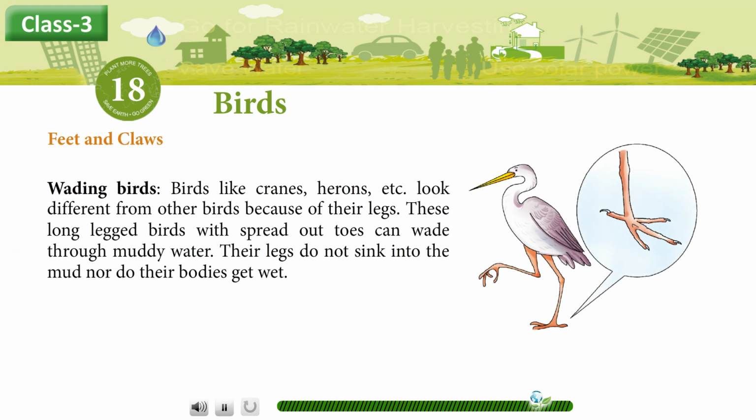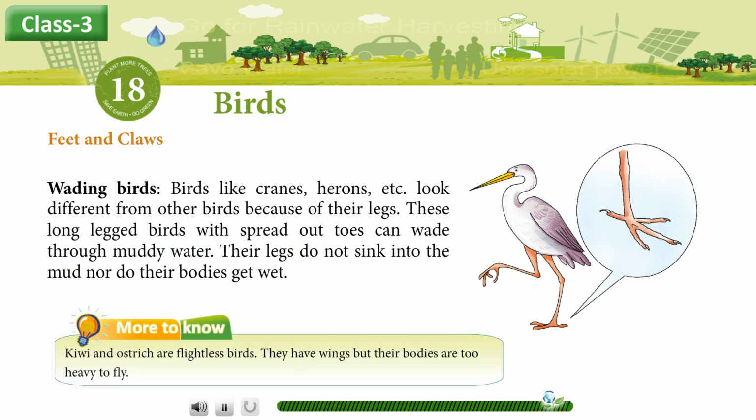Wading birds. Birds like cranes, herons, etc. look different from other birds because of their legs. These long-legged birds with spread out toes can wade through muddy water. Their legs do not sink into the mud, nor do their bodies get wet. More to know. Kiwi and ostrich are flightless birds. They have wings, but their bodies are too heavy to fly.